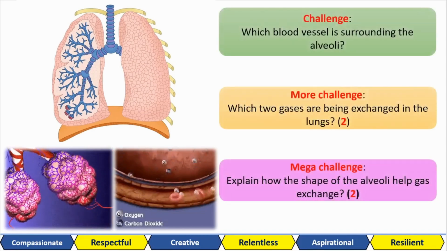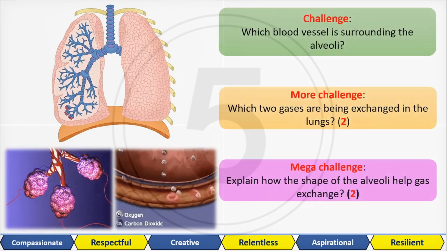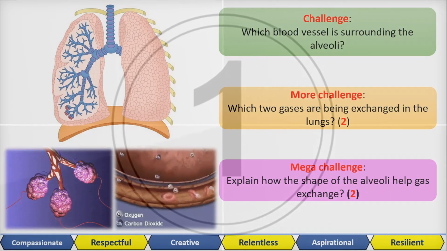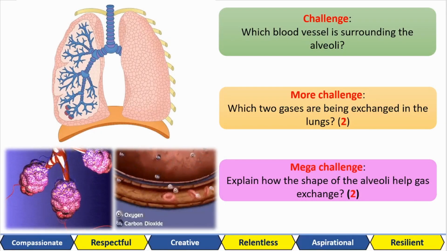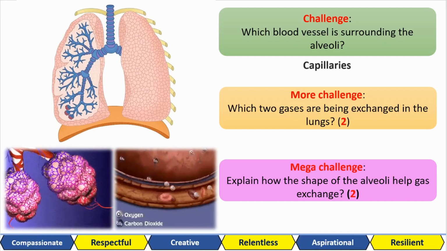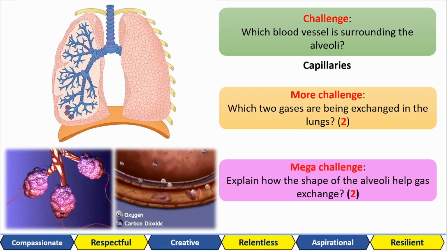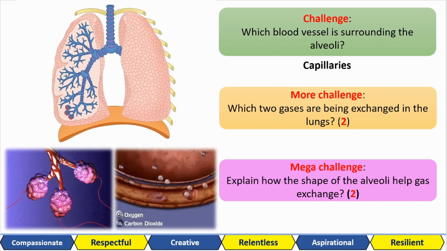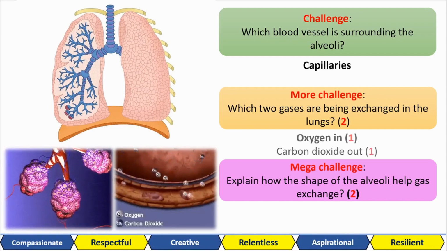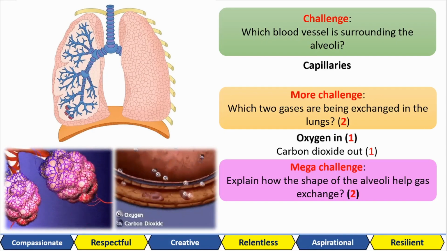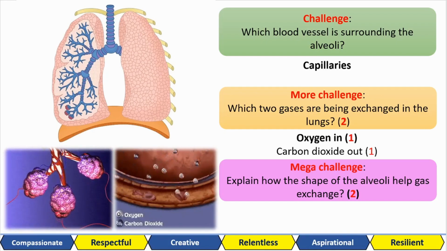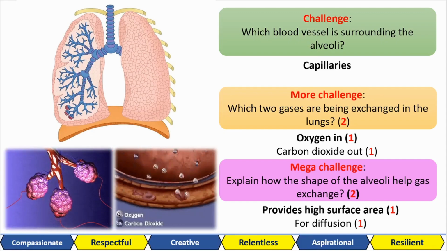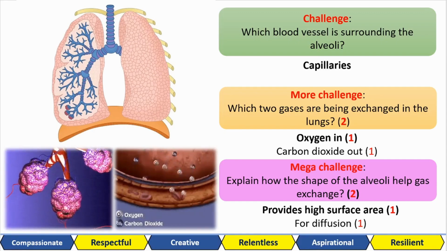Now I've got these challenge questions for you to have a go at. Remember that it's the capillaries that transfer blood to individual cells, so these are coated with capillaries. The gases being exchanged are oxygen and carbon dioxide. Finally, the shape of the alveoli helps it provide a high surface area for diffusion of these gases.